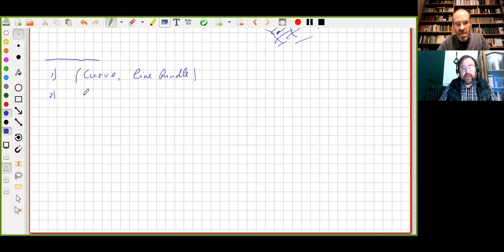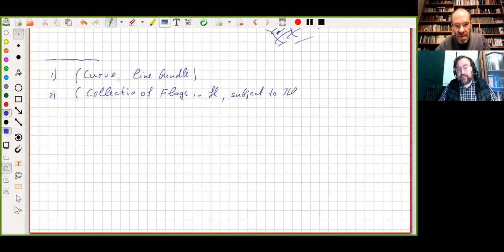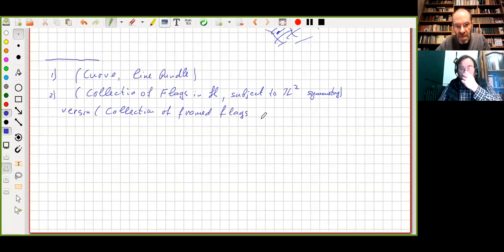The second approach was that we considered the phase space as a collection of flags in some infinite dimensional space H, subject to a symmetry. And there is a version which is a collection of framed flags. And H star, which is just the dual space, is also subject to SL2 symmetry.